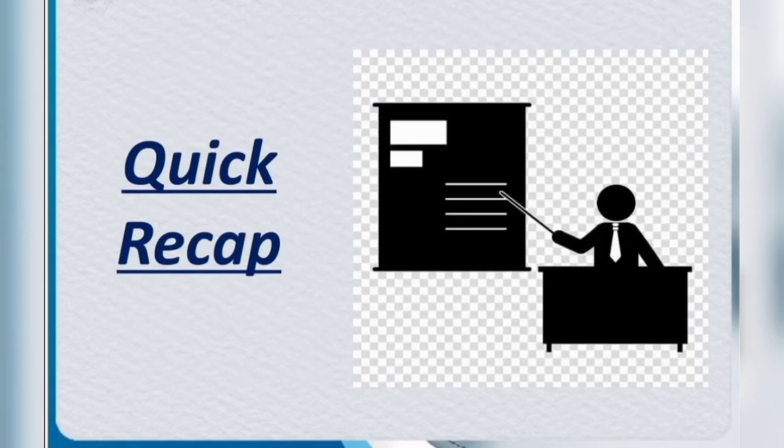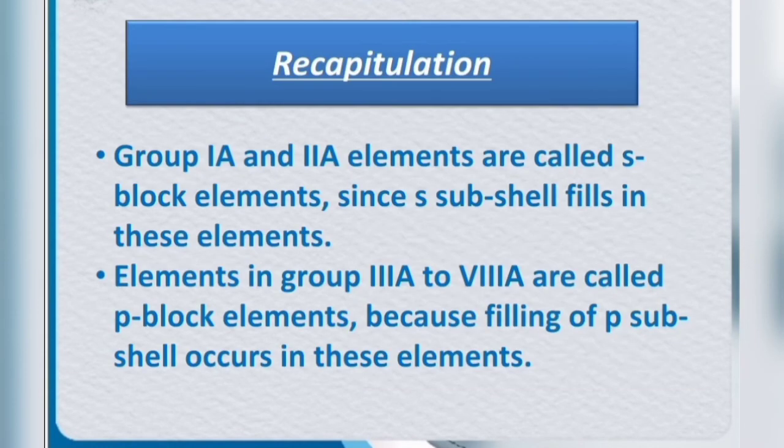Now students, here I have a very quick recap for you. Point number 1. Group 1A and 2A elements are called S block elements since the S subshell fills in these elements. Point number 2. Elements in group 3A to 8A are called P block elements. Why? Yes, because filling of the P subshell occurs in these elements.